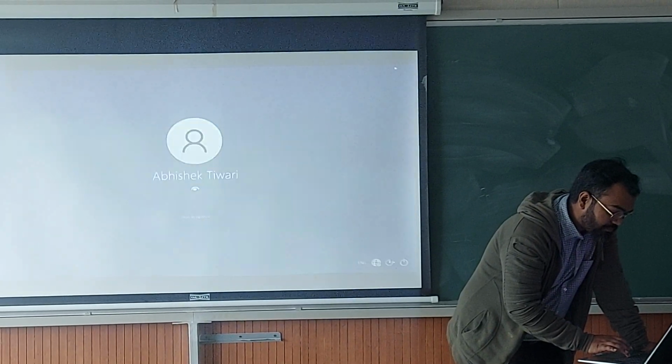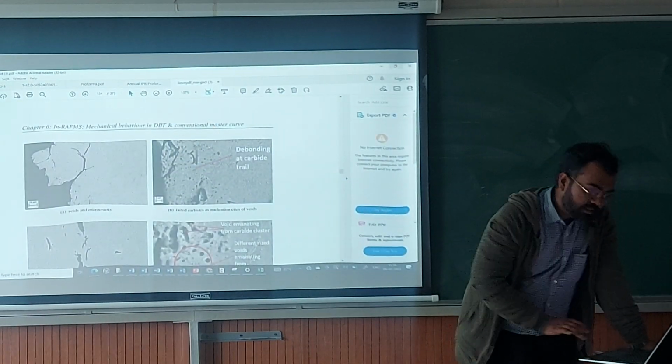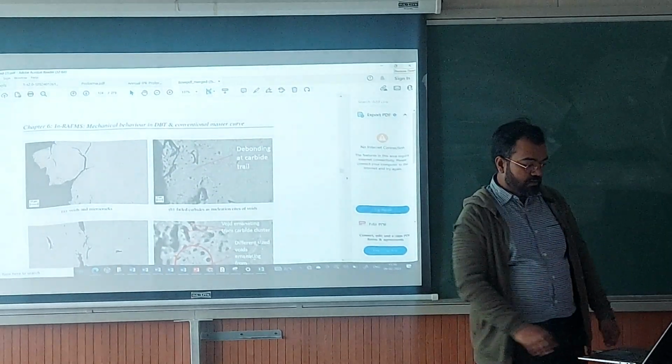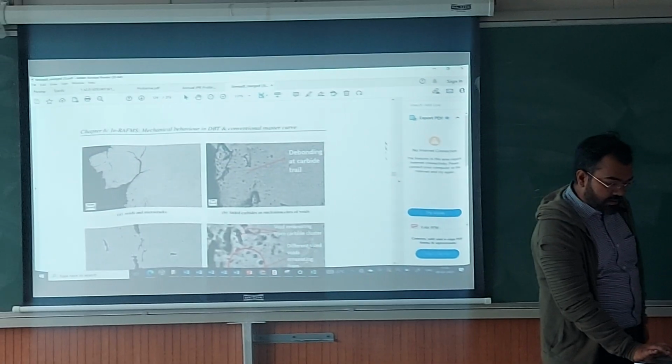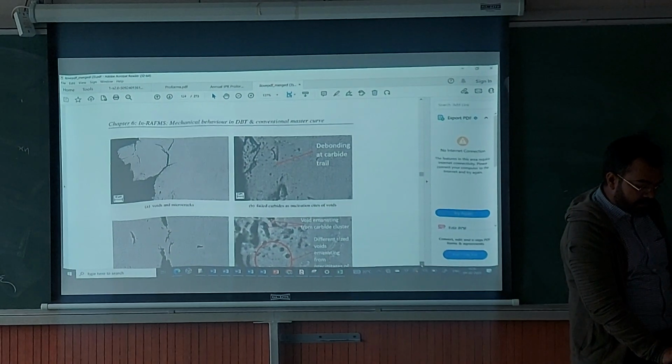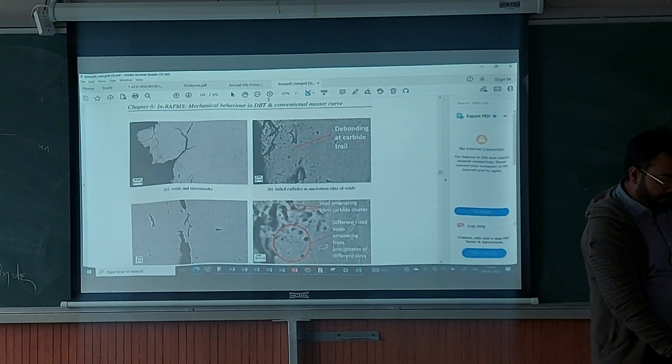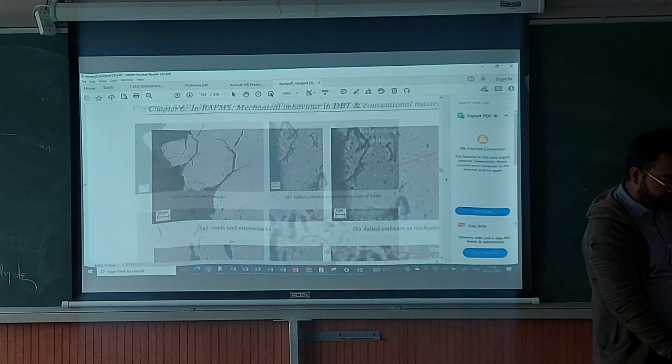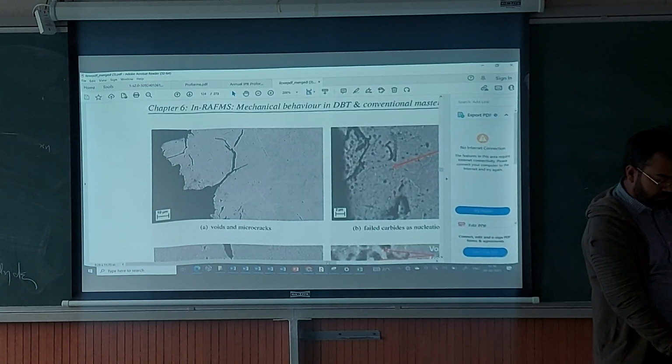So this is what you are modeling, and you can have a look at these pictures where you can see what really happens. So these are at different magnification.